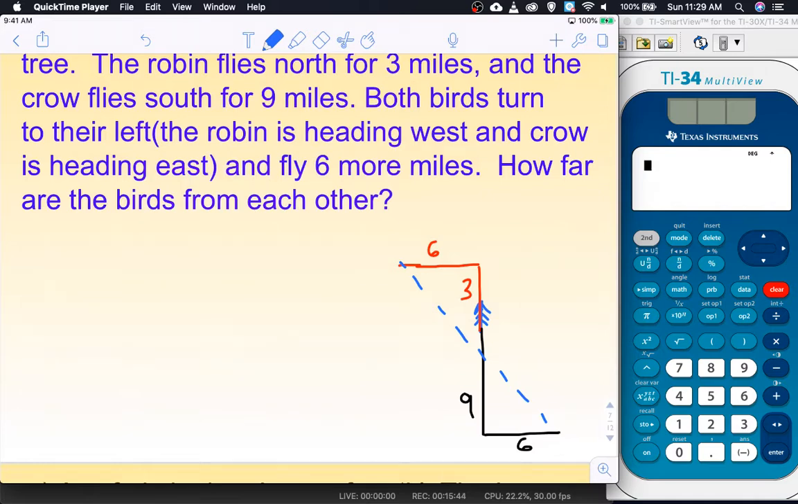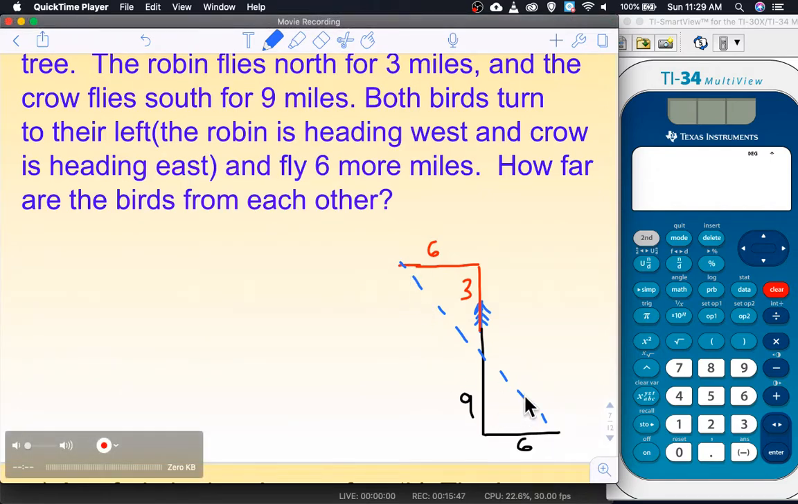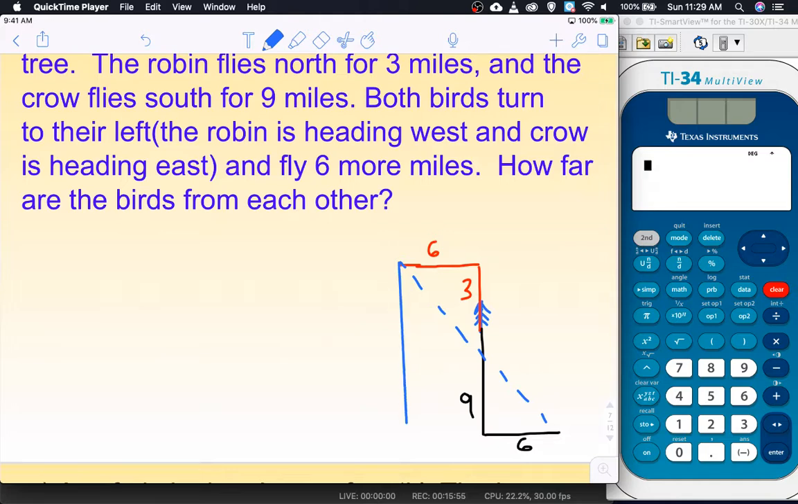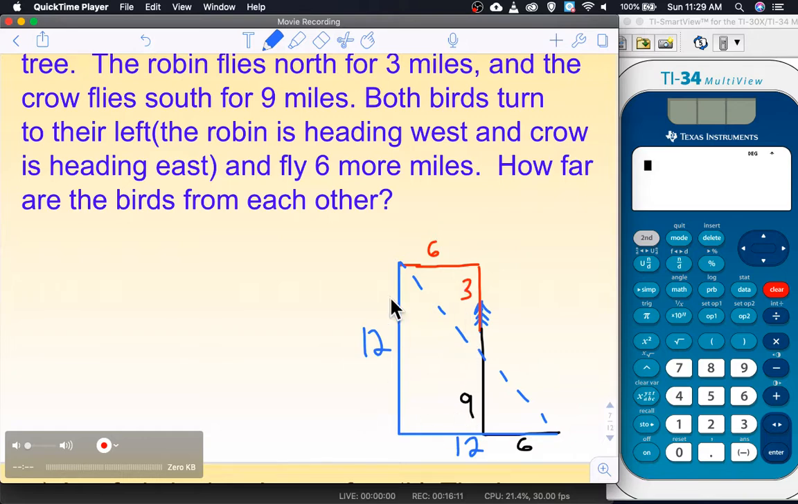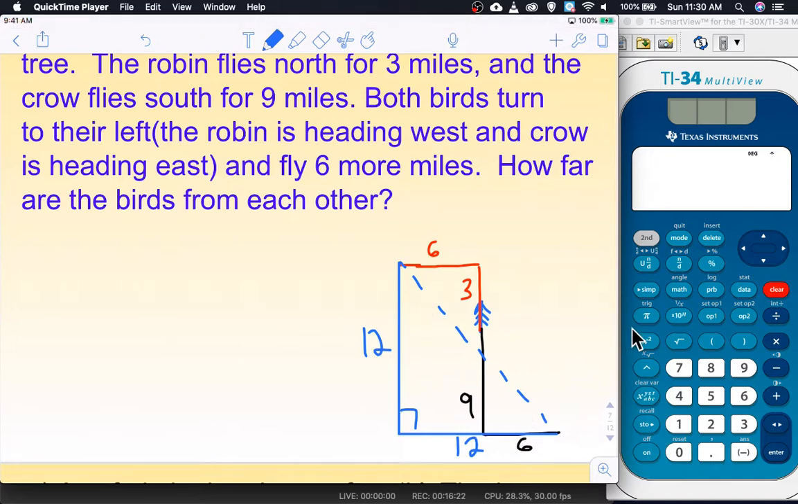So the trick here is, using this slanty, can we draw a right triangle that uses this slanty? How about straight down and straight over? Do we know how big those segments are? We do. We know that this is 12 this way and 12 this way. 9 plus 3 is 12. 6 plus 6 is 12. So now we have a right triangle. We know how big 2 of the 3 sides are. I'm only really looking at the blue now.